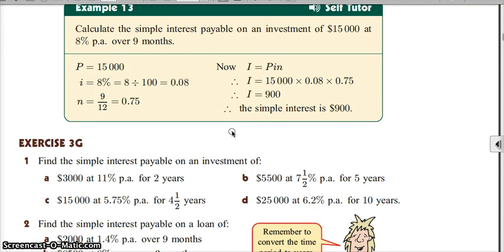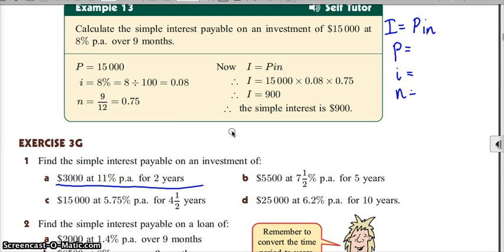All right, so with simple interest, we're using the PIN formula. And the way I wouldn't mind just setting it out is to do it like this. Then right from the very start of a question, you know what is principal, what is interest, and what is the number of periods. So let's pick this one out to start with, because that's a little bit easier.